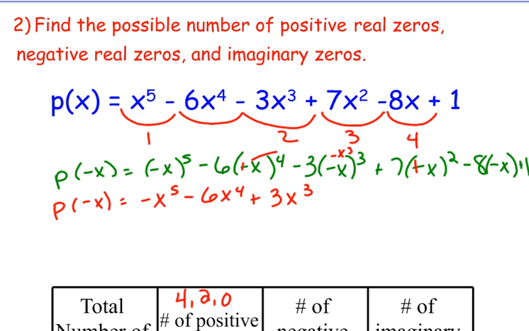Negative x squared would become positive. So plus 7x squared. And then minus, oops, hold on. Negative times negative is a positive, plus 8x, how about? And then plus 1 at the end.